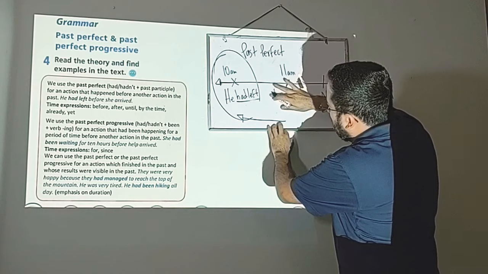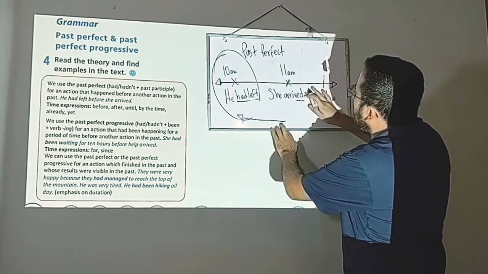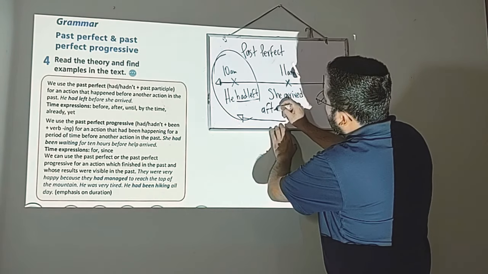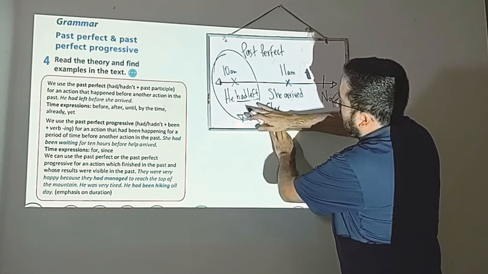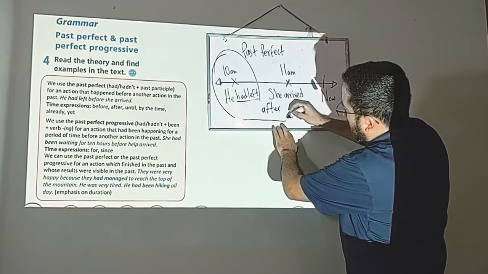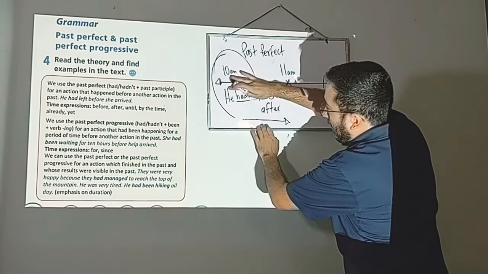She arrived, empezando la oración con she. She arrived after. Y le quitamos la orientación a la flechita, la ponemos para acá porque ahora es después. Ella llegó después de que él, ¿qué?